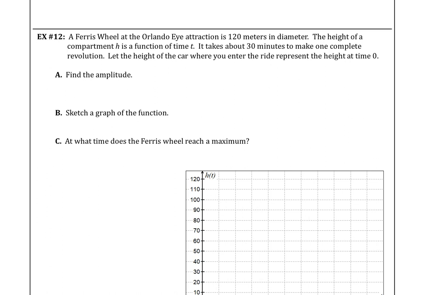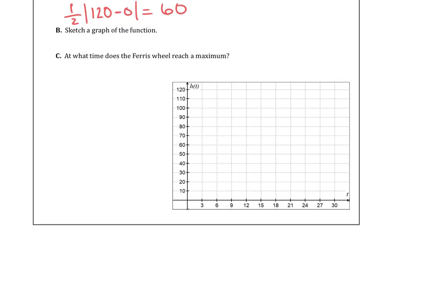Now the amplitude is 1/2 times the absolute value. The max that it's going to get is 120 because the diameter is 120. The minimum is going to be at the ground, which is 0, which means our amplitude is 60. So if we get into this Ferris wheel car at 0, 0, remember it takes us 30 minutes to get back to the ground here. So that means the peak of our function is at 15 minutes, and we're at 120. And so our graph is going to look like this.